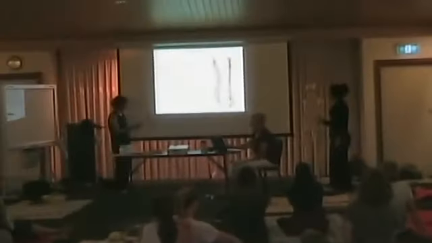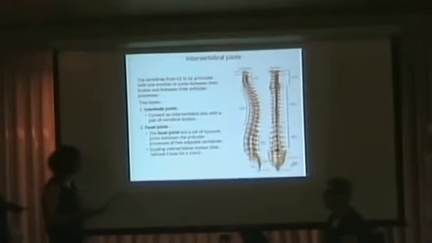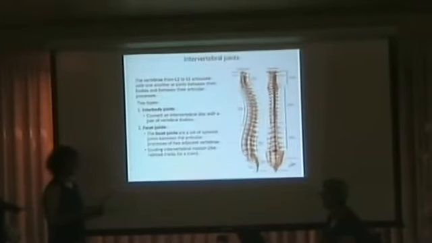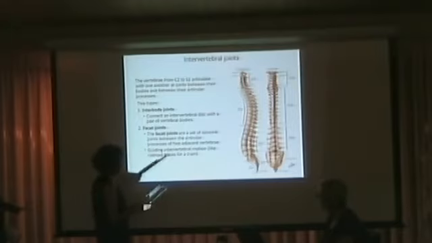What is a joint? A joint is where two or more bones are joined together to allow motion articulation. Spinal movement is the combination of interbody joints and facet joints.